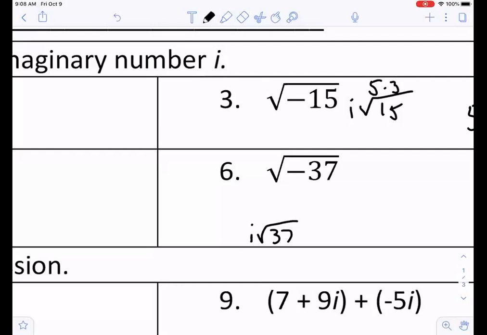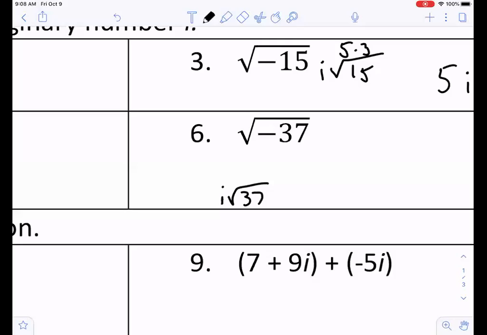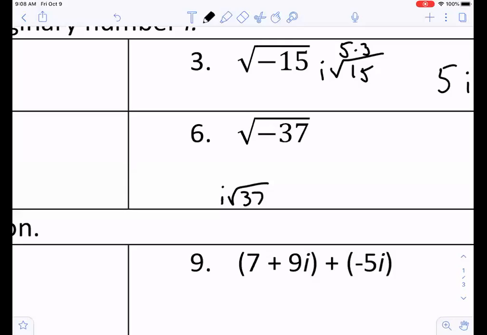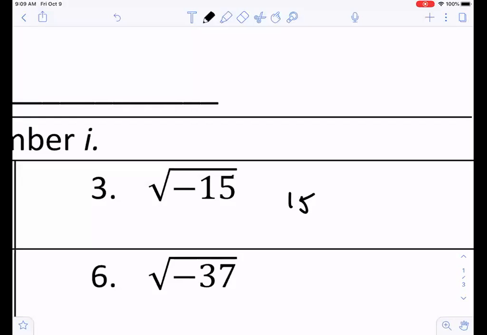Now we are going to go over number 6. In number 36, nothing goes into 37, nothing at all goes into 37, so we can't split it apart at all. The only thing that happens is the negative comes out and becomes an I, so that is done perfectly. On number 3, you're going to use your square root chart.